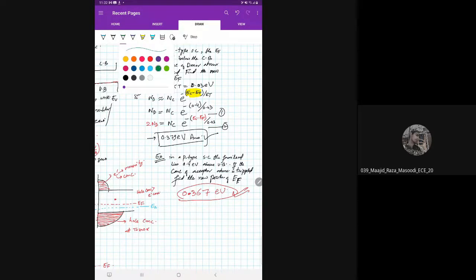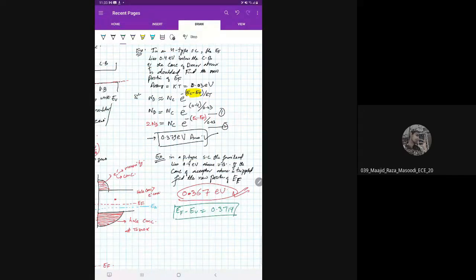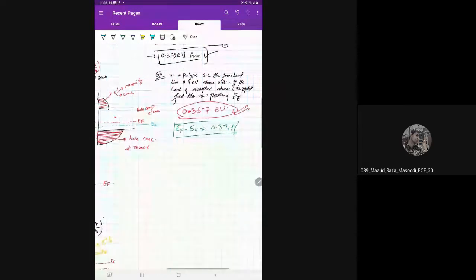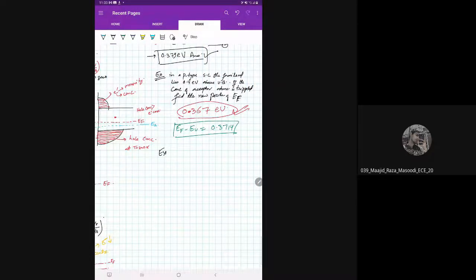Did anyone else get 0.37? EF minus EV that I have calculated, it is 0.3714. I don't know, but yours can also be correct. Maybe I made an approximation. That can also be possible. Let's do the next question very quickly. We'll calculate the shift now.